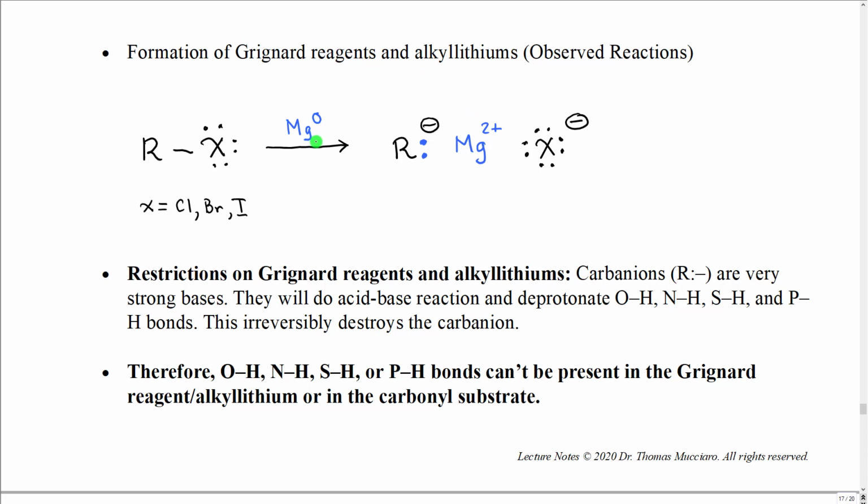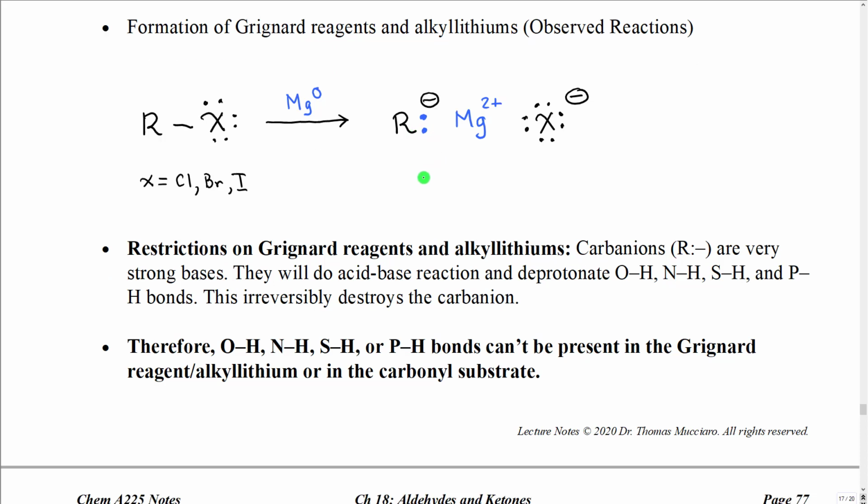Those 2 electrons, interestingly enough, are going to go onto the carbon. So it first puts 1 electron into the carbon. That causes the X minus to break off as a leaving group. Then it puts in a second electron to fill it up, give it a complete octet.